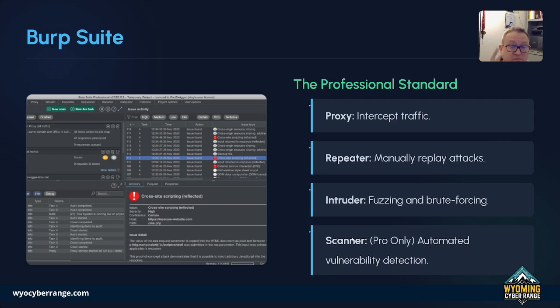It has two main components that you need to know. It has the proxy. This is what intercepts the traffic itself. It has the repeater. This is what lets us manually replay attacks, tweaking one character at a time if we want. And then lastly, it's got a scanner. Now, the scanner is a pro-only feature, and you do have to pay for it. But it also includes the automated vulnerability scanner that also runs in the background. So if you do pay for it, you can have the scanner as well.